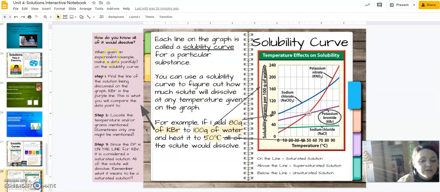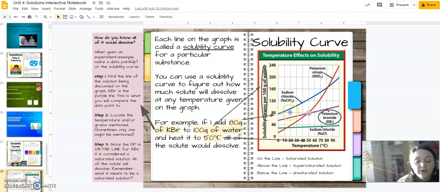So the first thing that you are going to do is find the line that we're talking about. So in this case, KBr. I'm looking only at this purple KBr line. And then we're going to locate the temperature and or the grams mentioned. Here we mentioned the grams and the temperature. So 80 grams. Grams are on the left side, and the temperature's on the bottom.